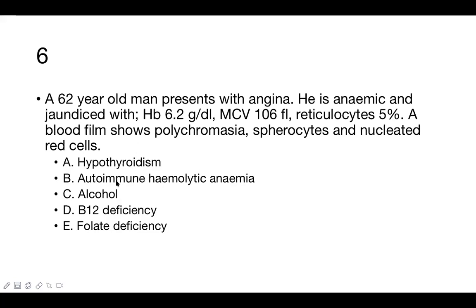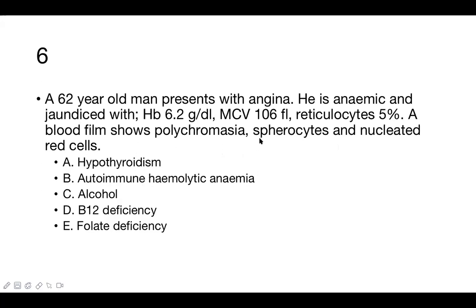So it is B, autoimmune hemolytic anemia. One test is not given. This is direct Coombs test. If direct Coombs test was given, then it would be an even easier choice for us. But nevertheless, polychromasia, spherocytes, and nucleated red cells are other features of hemolysis. Spherocyte is a typical feature of autoimmune hemolytic anemia.